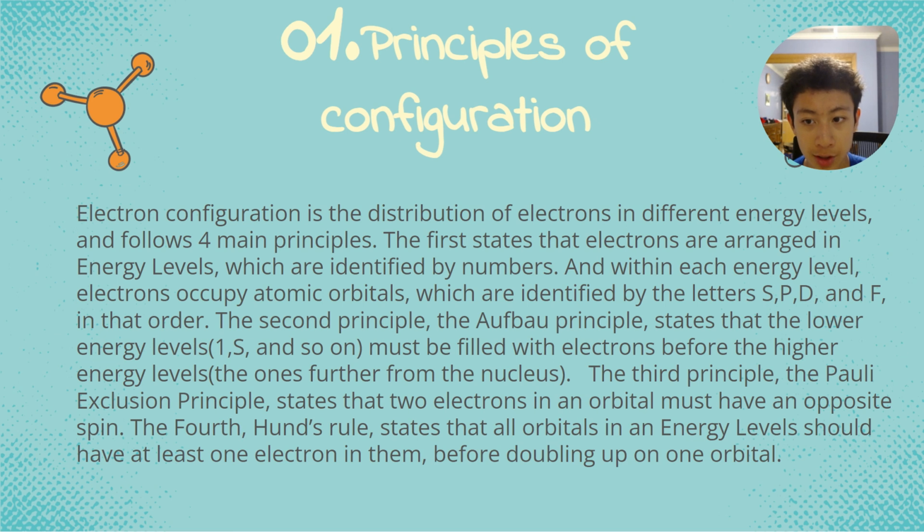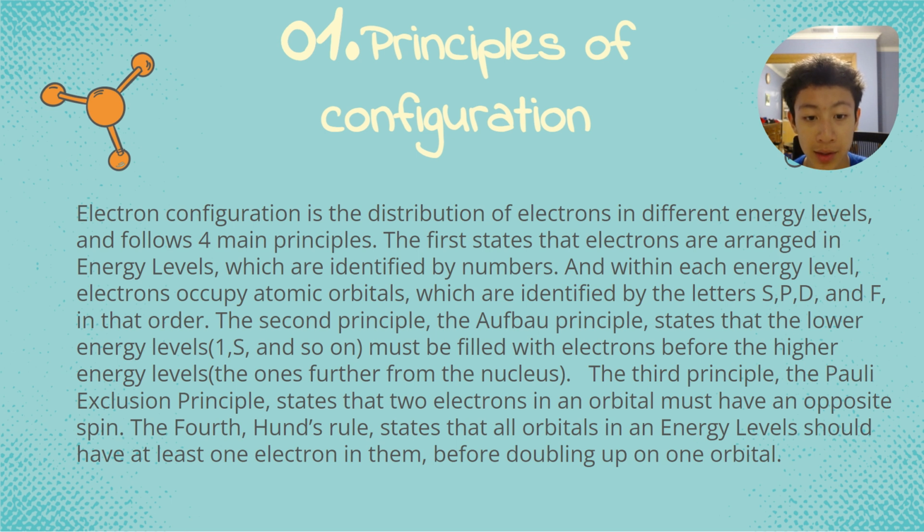Principles of configuration. Electron configuration is the distribution of electrons in different energy levels and follows four main principles. The first states that electrons are arranged in energy levels, which are identified by numbers, and within each energy level, electrons occupy atomic orbitals, which are identified by the letters S, P, D, and F, in that order.